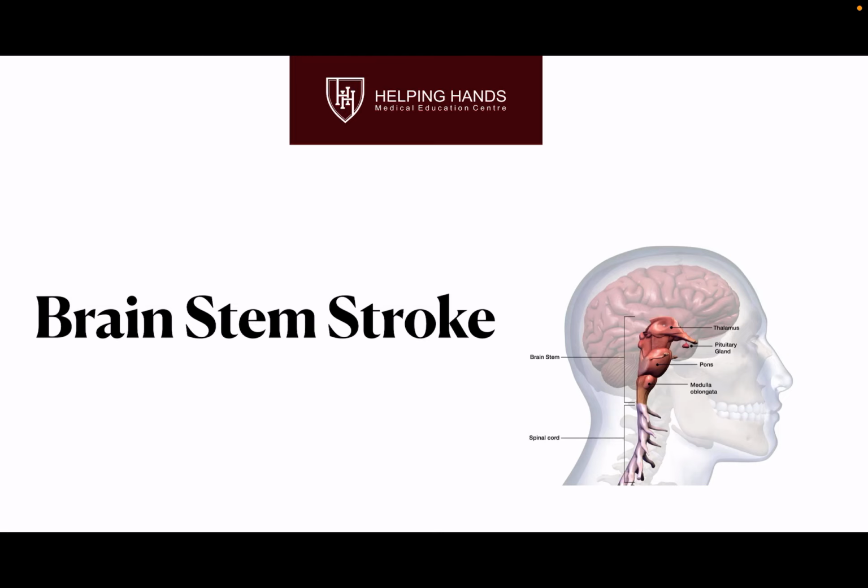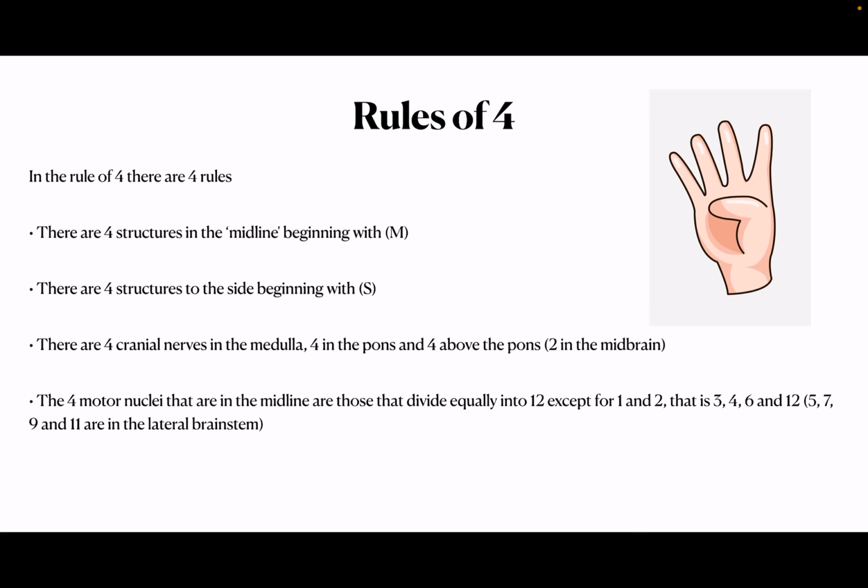Here, I want to talk about brainstem stroke syndrome. That's very important in clinical settings, but it's not easy to identify the site of the lesion. It is not very easy to memorize the complex structures in the brainstem. So to make it easier, we need to know the rules of 4. In the rules of 4, there are four rules. So we need to memorize that before going to brainstem stroke syndrome in a clinical setting.